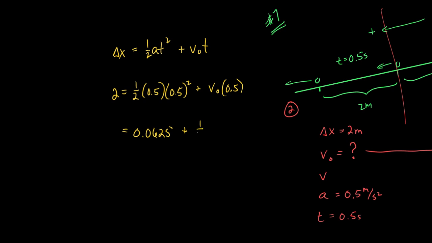Plus, again, this is just 1/2 v naught, and this is 2. So I guess I will just subtract 0.0625 from both sides.